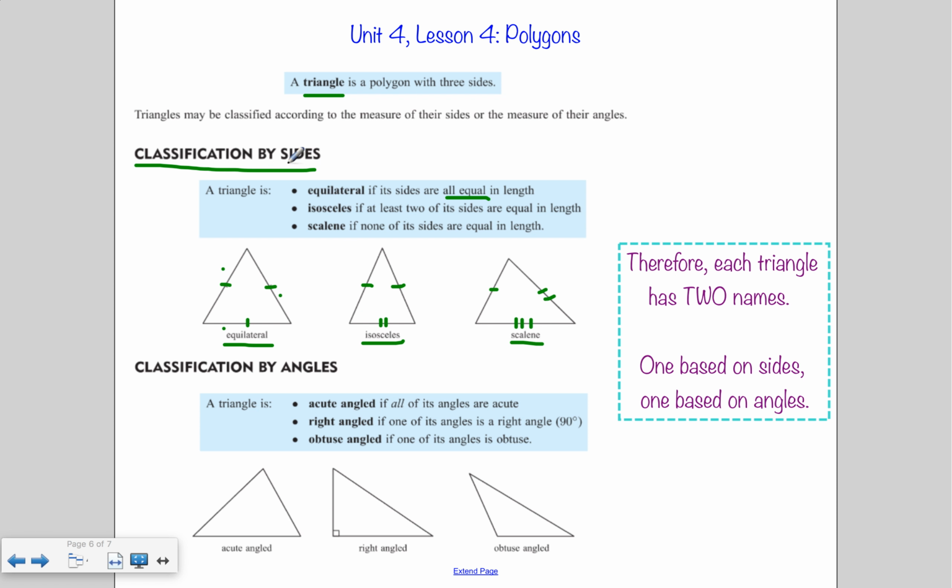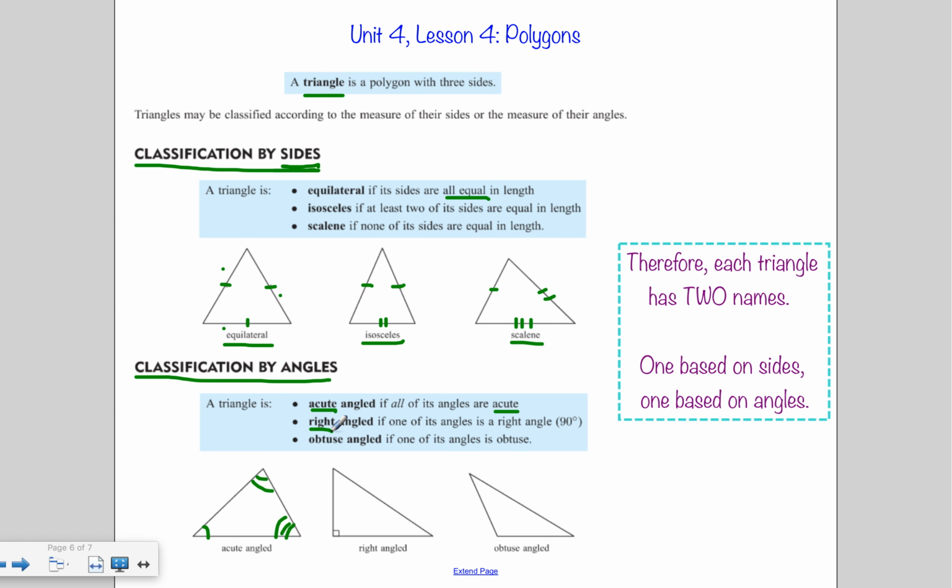So that's based on the sides. We also give a triangle a second name, kind of like you and I have a first and a last name. Every triangle has two different names. We also classify triangles based on their angles. We have an acute triangle, which has all acute angles. All three of these, in this case, they all look to be different, but all three of them are less than 90 degrees. All three are acute.